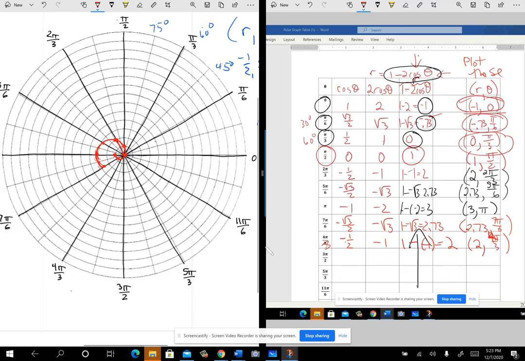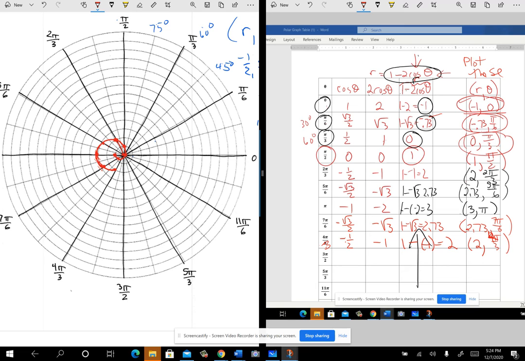When I'm at 4 pi over 3, I have to plot 2. So I'll be back at just 2 when I'm at 4 pi over 3. So that's here. So I'm coming in a little bit, aren't I? Okay. So you keep going like that and see what happens.